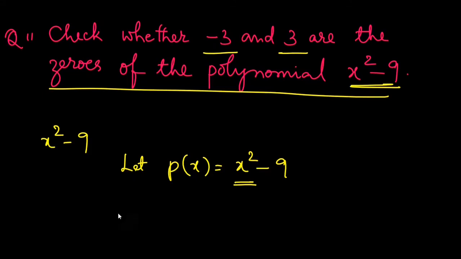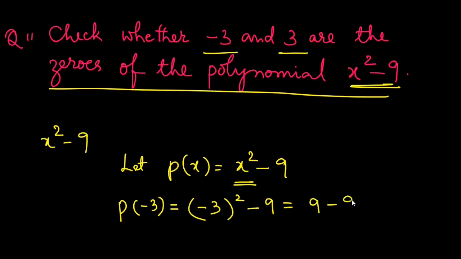Now let us see p of minus 3. P of minus 3 is equal to, instead of x we write minus 3. So minus 3 square minus 9. Minus 3 square is 9. 9 minus 9 is 0. The value of polynomial here is 0. So the value of x we have chosen here, x is equal to minus 3, is called the 0 of the polynomial.